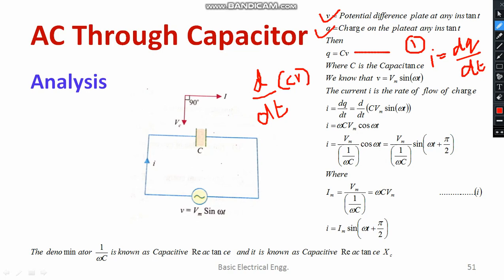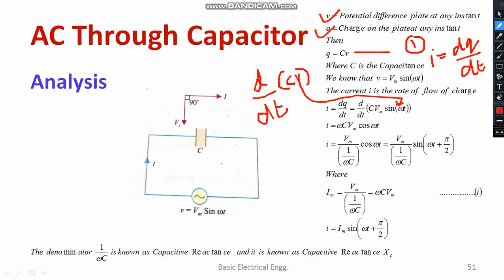So C can be kept as it is. Instead of V, you have to put Vm sin omega t. Then you have to do the differentiation. I equals omega C, which is constant, and Vm taken outside, and cos omega t. D by dt of sin omega t means cos omega t, and not only that, it is multiplied with omega as a chain rule.